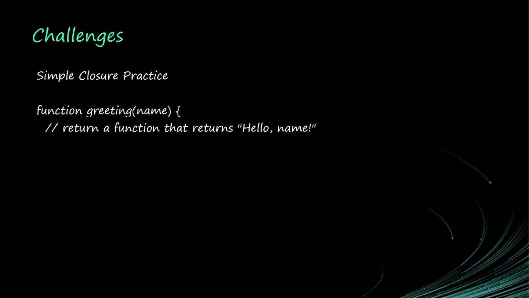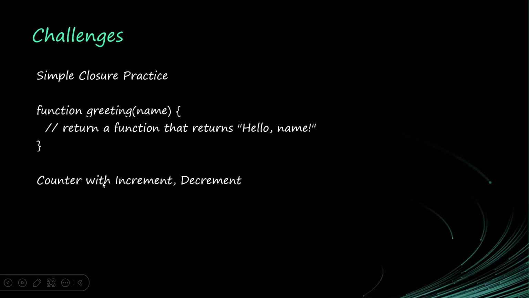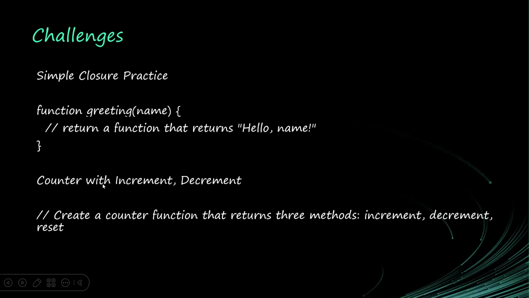Okay, so this is the challenge I'm going to give you. Simple closure practice. Create a function called greeting that will return a function that returns hello plus the person's name. Your second challenge is the counter function. Create a counter function that returns three methods: increment, decrement, and reset. That means increment should increment the value, decrement should decrease the value, and reset should reset it back to the initial value, maybe 0 or 1. I don't know what the initial value could be for you.